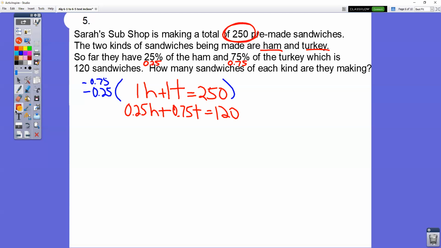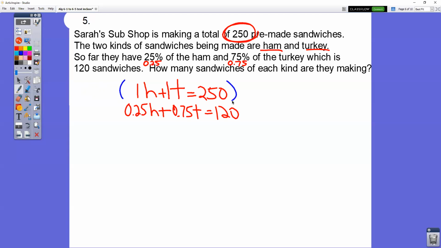Or what you could do is get rid of your decimals. This has two decimal places, so we could multiply by 100 to get rid of our decimals. And then we would have 25H plus 75T equals 12,000. So we could do it that way as well. Whichever way that you want to do it is perfectly fine. It doesn't really matter. Go ahead and find H and T, please.